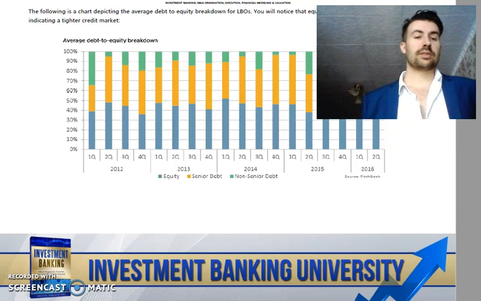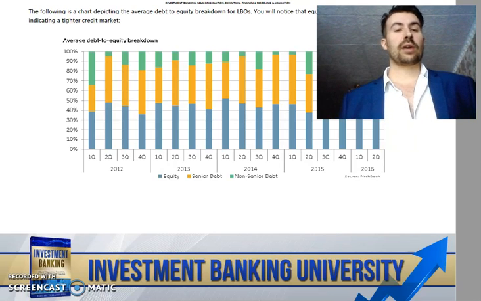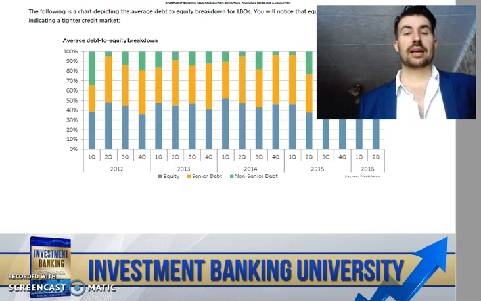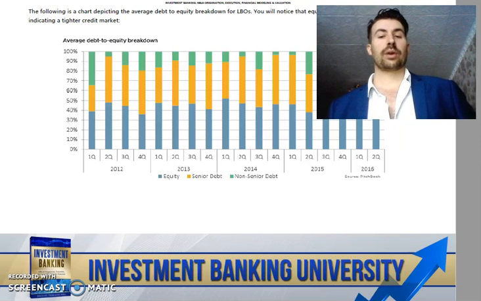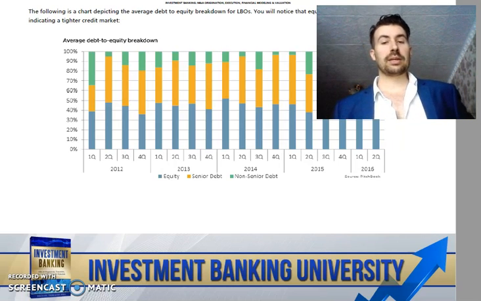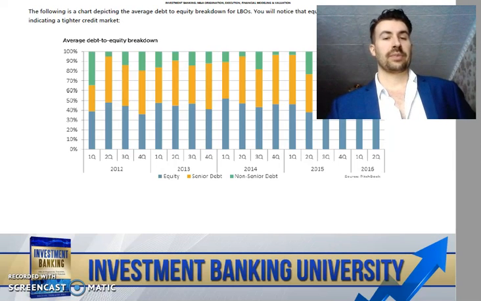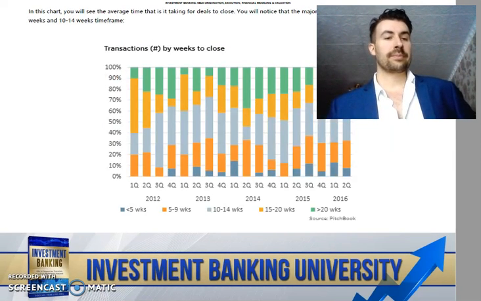This is a chart depicting the average debt to equity breakdown for LBOs. These are financial sponsors that are going to be purchasing perpetuities. You will notice that equity levels are steadily increasing, indicating a tighter credit market. What that ultimately means is there's less of a proportion of debt going to be used in LBOs, which means more equity is needed and a lower IRR.